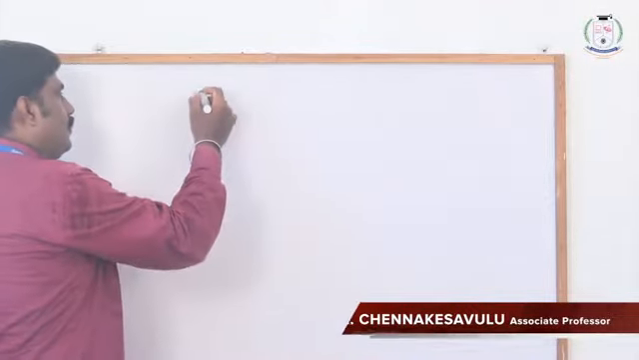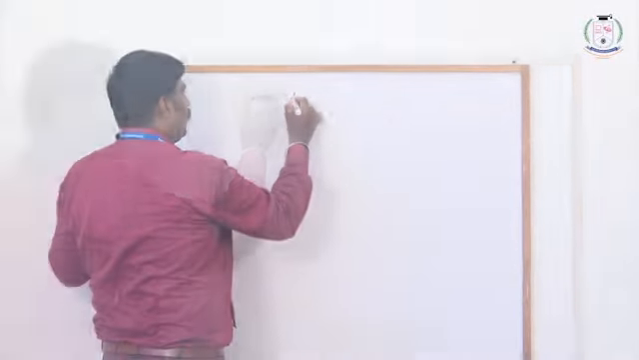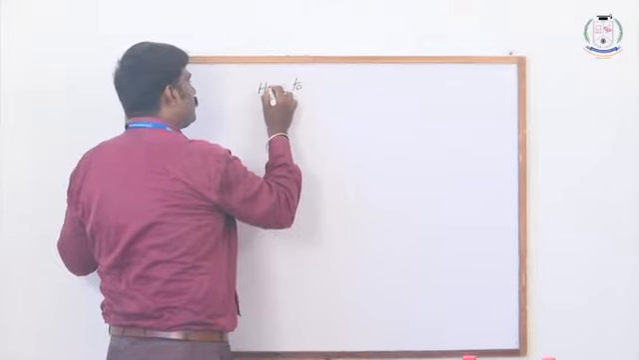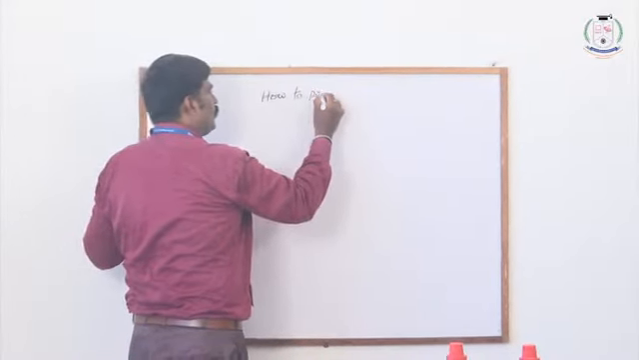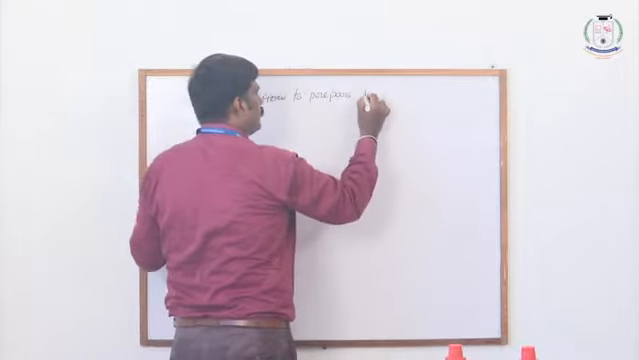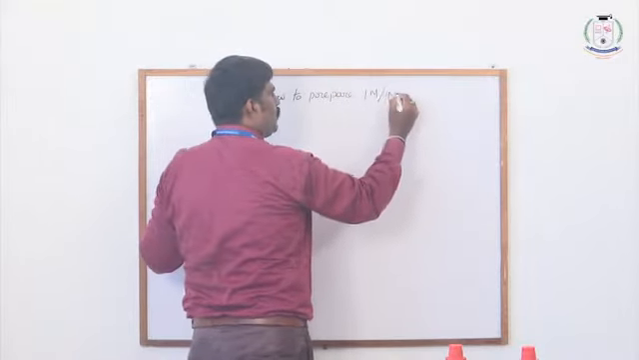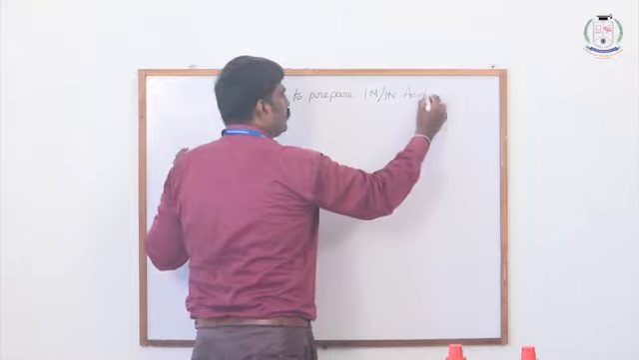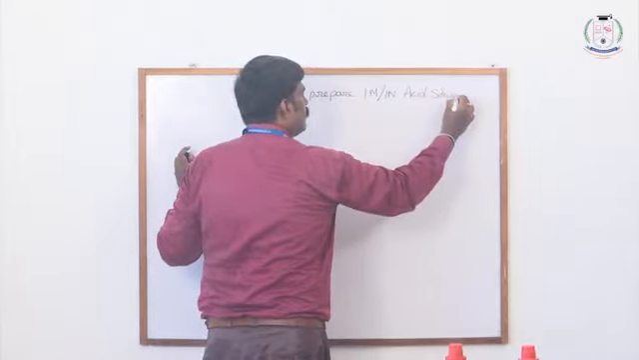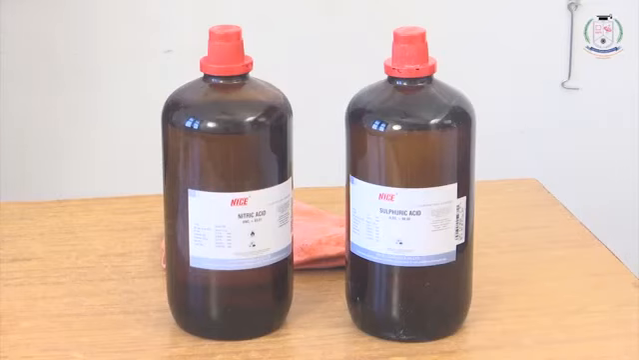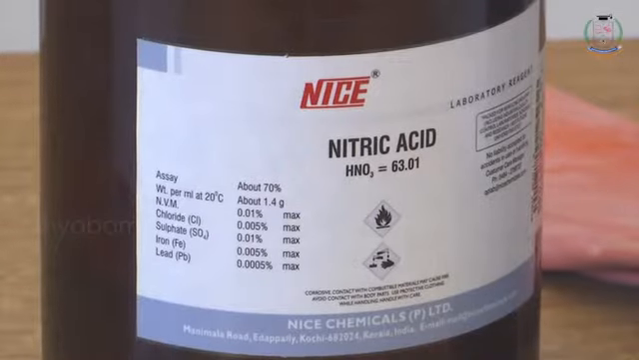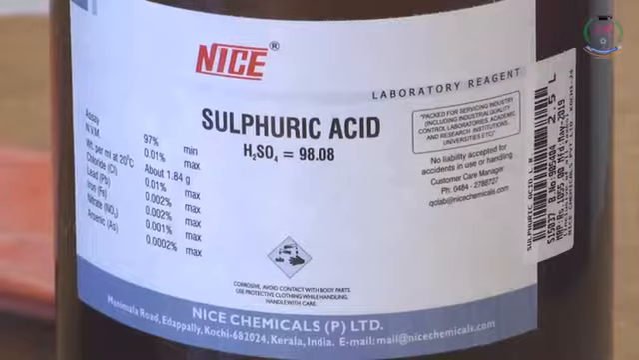Today, I will give you a small demo on how to prepare 1 molar or 1 normal acid solution. Let us take 3 acids. One is how to prepare a 1 molar or 1 normal acid solution. Right now we are having 2 bottles here. One is a nitric acid and one is a sulfuric acid.